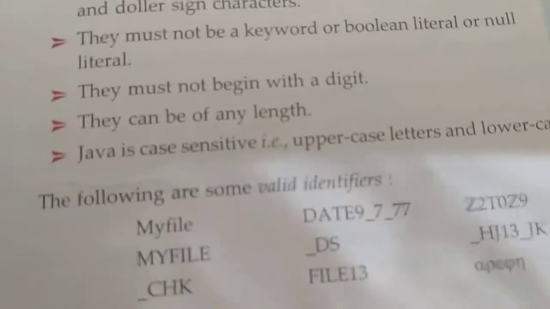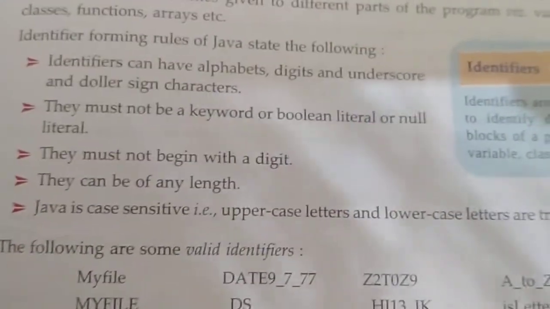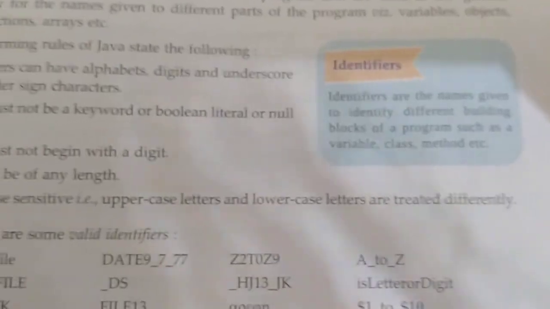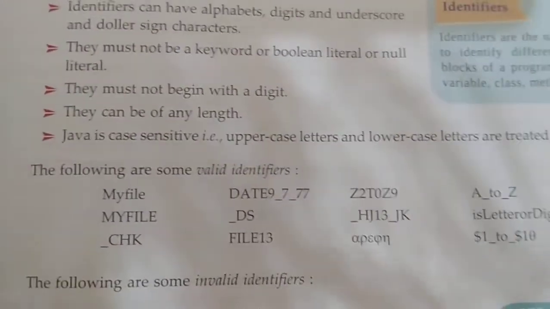Java is a case sensitive language. Both uppercase, that is capital letters, and small letters have a different meaning. That is, Java is case sensitive: uppercase letters and lowercase letters are treated differently. That was a question: what is meant by Java is case sensitive? Because both uppercase letters and lowercase letters have a different meaning.